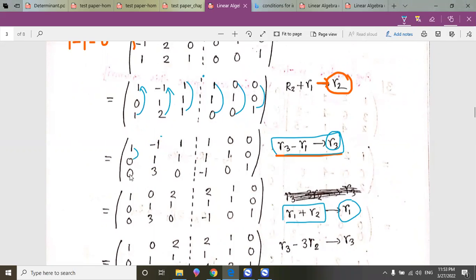1 plus 0, that is going to be 1. Minus 1 plus 1, 0. 1 plus 1, 2. Okay, so this way. And the next row operation.